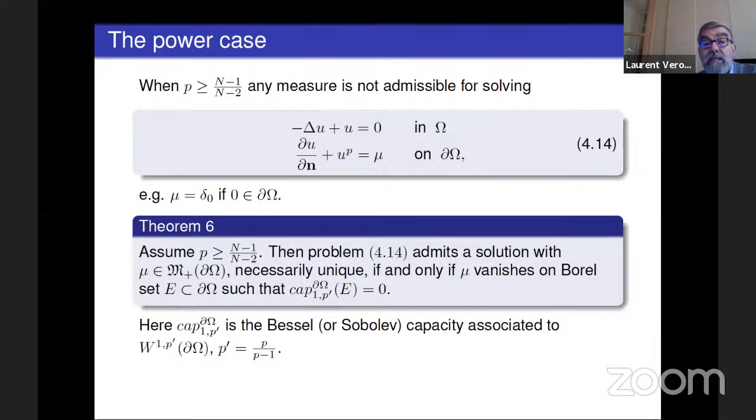And so you assume that p is bigger than (n+1)/(n−1), then you can solve the problem 414 for a positive measure. Well, you always have uniqueness, and existence if and only if mu is absolutely continuous with respect to the C_{1,p'} capacity in dimension n−1. So it is a Sobolev or Bessel capacity. Since it is C_{1,p'}, it is the same. Okay?